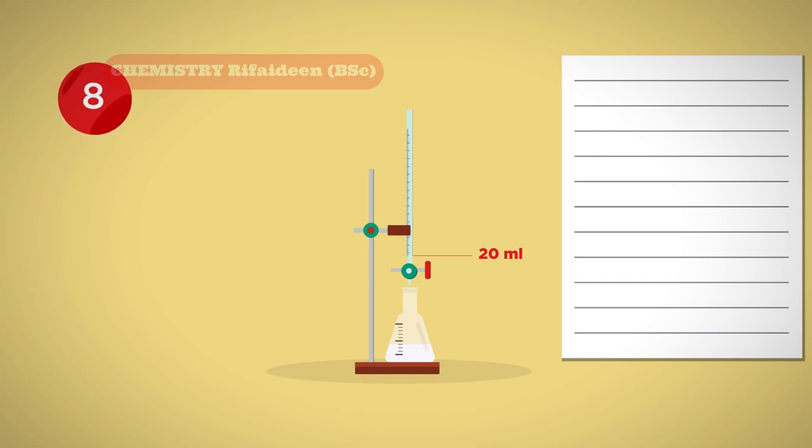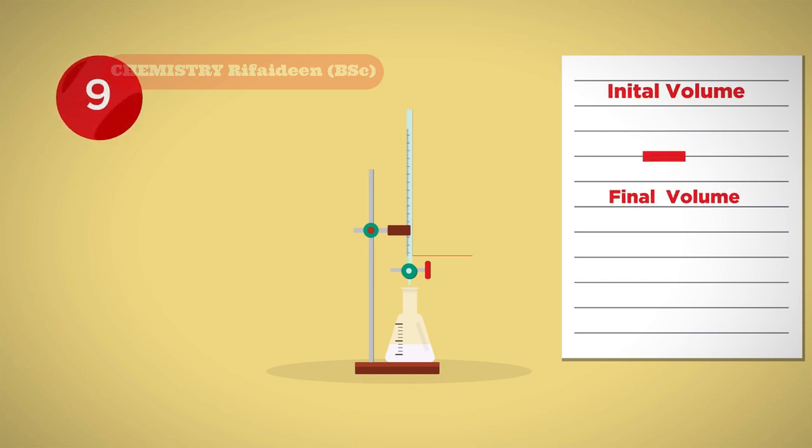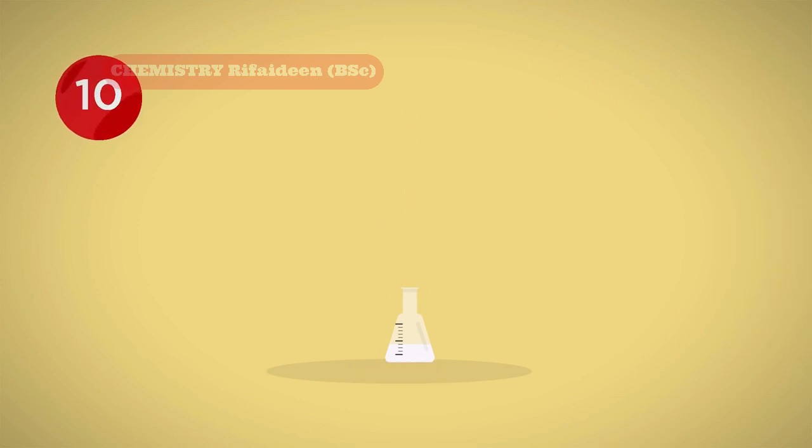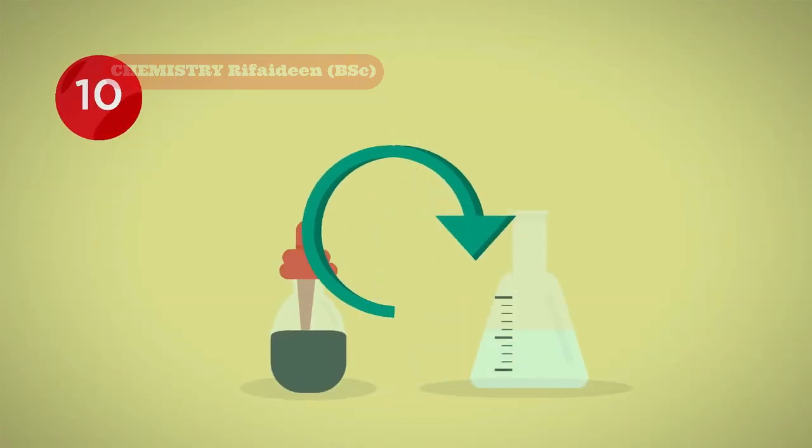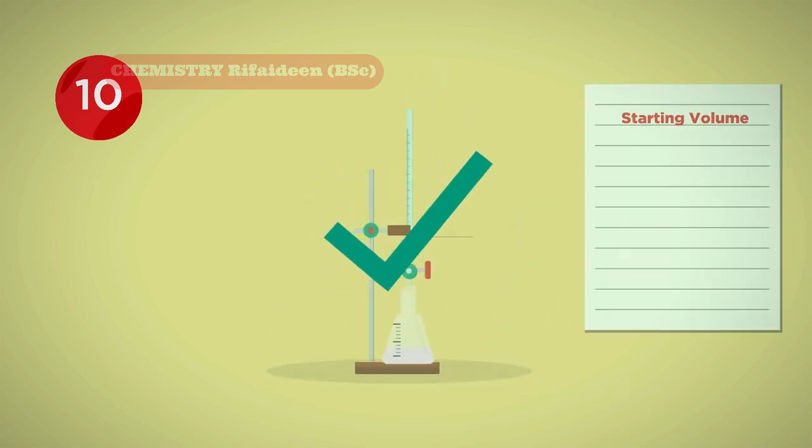9. Subtract the final volume from the initial reading. This gives you the volume of the solution added. This volume is called the titer. 10. For an accurate experiment, you should repeat this experiment a few times until you get consistent values for the titer.